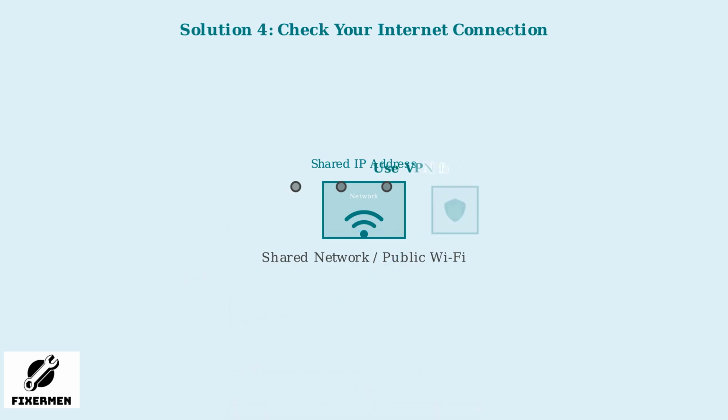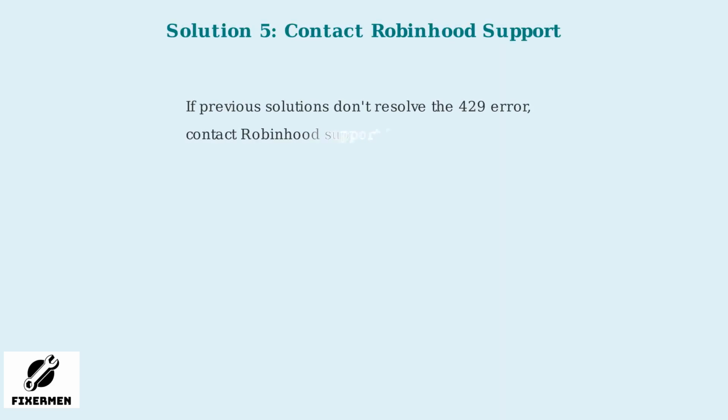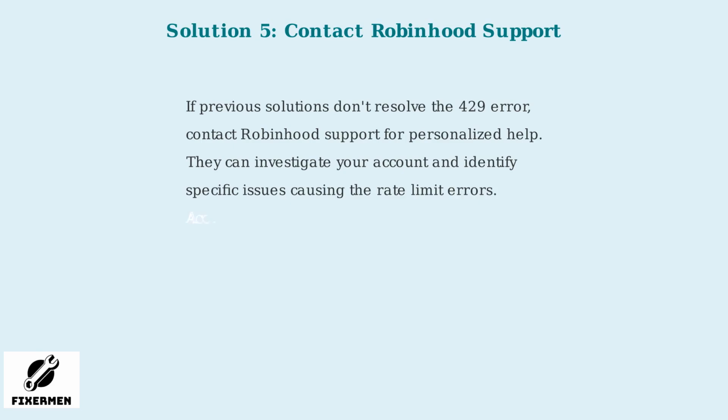To fix this, switch to a private network where you have a unique IP address, or use a VPN to create a secure, private connection that routes your traffic through a dedicated server. A VPN encrypts your connection and assigns you a new IP address, preventing request aggregation and helping you stay within rate limits.